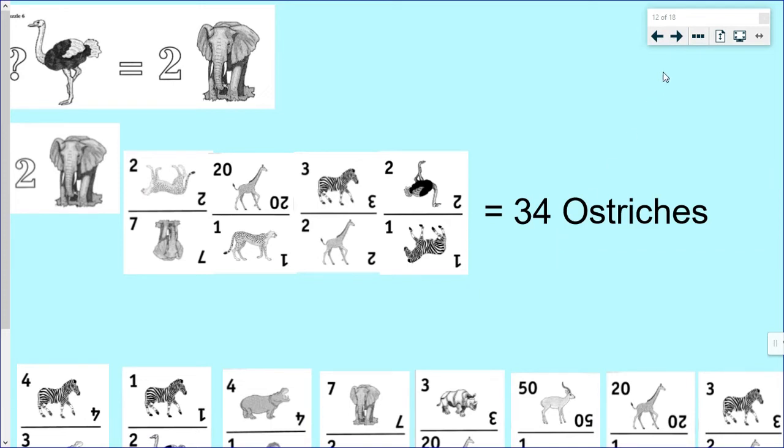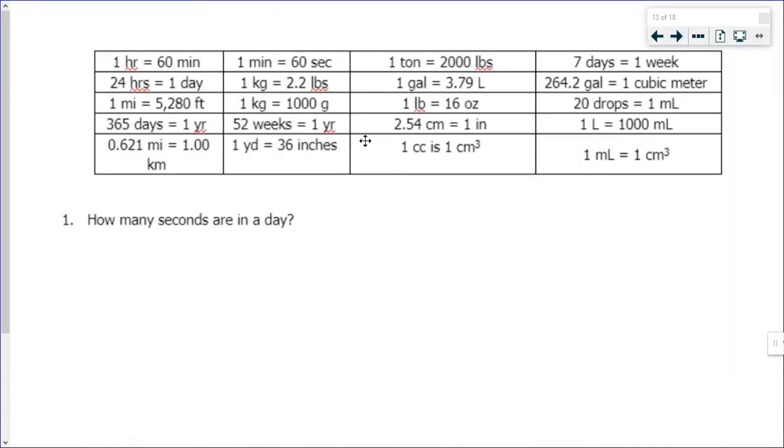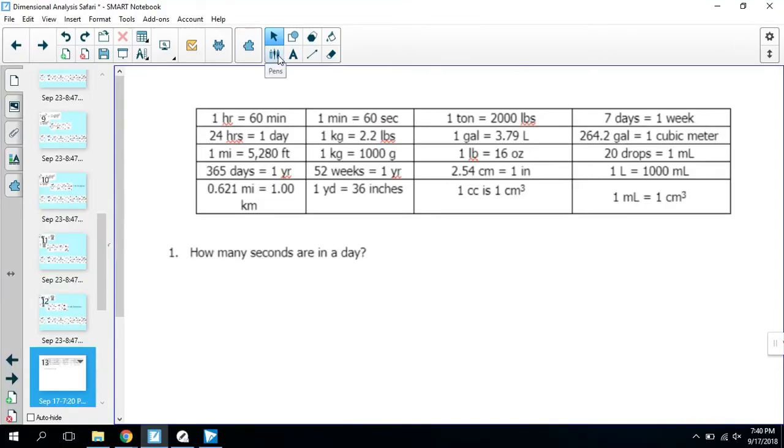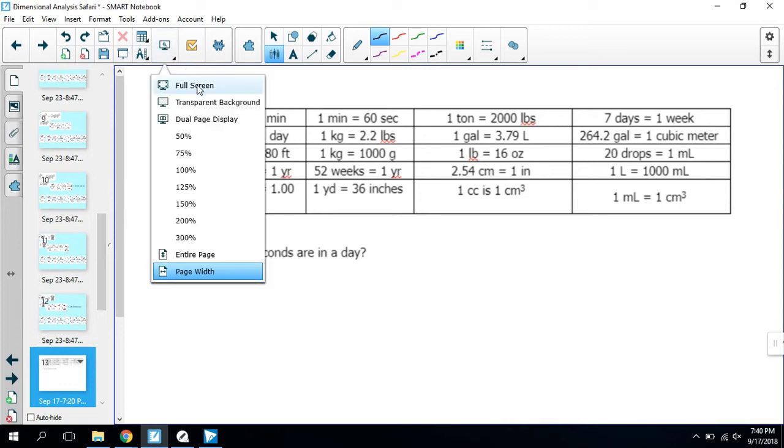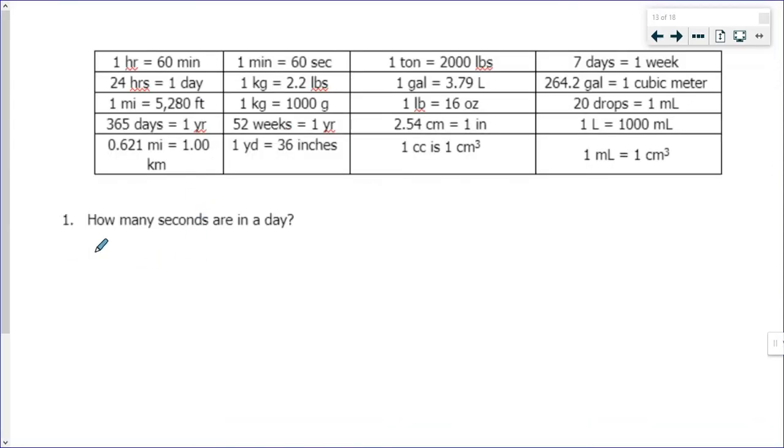All right, so this is really practical for these types of problems where we have these cards. But most of the problems that we have come from some sort of conversion table or just things that we commonly know. So here's a sample problem like you might see on a test or a worksheet in chemistry class. Let me switch over to a pen here so it's a little bit easier to write on. All right, so how many seconds are in a day?